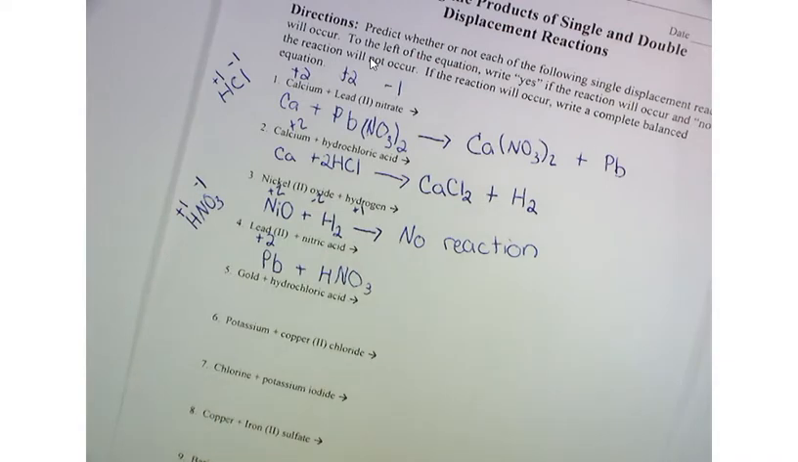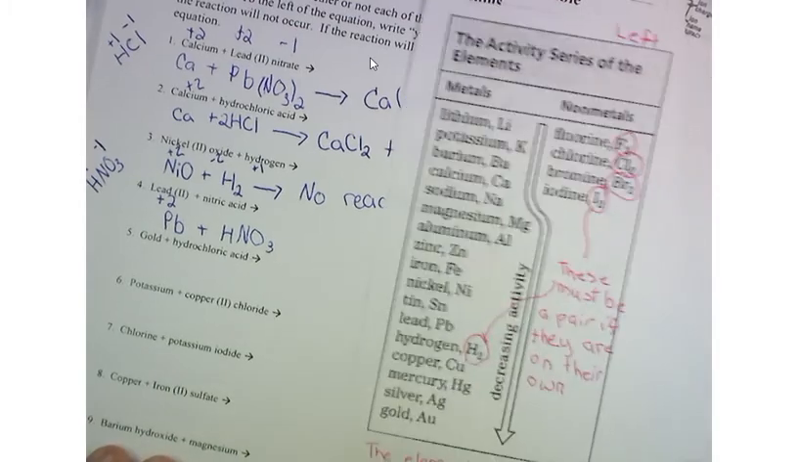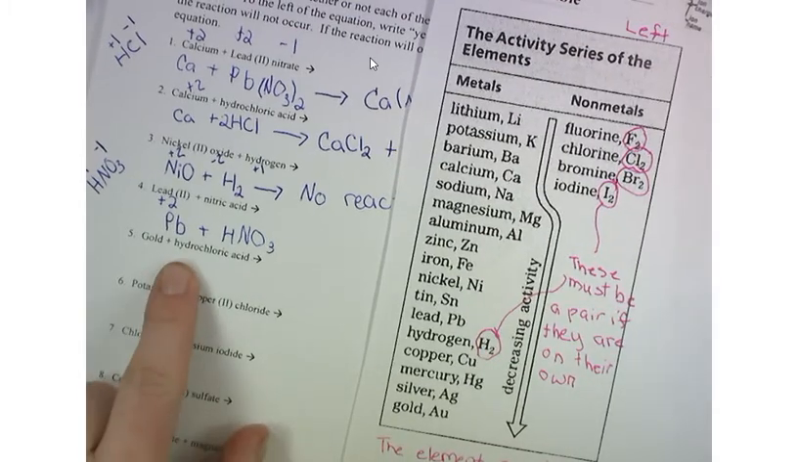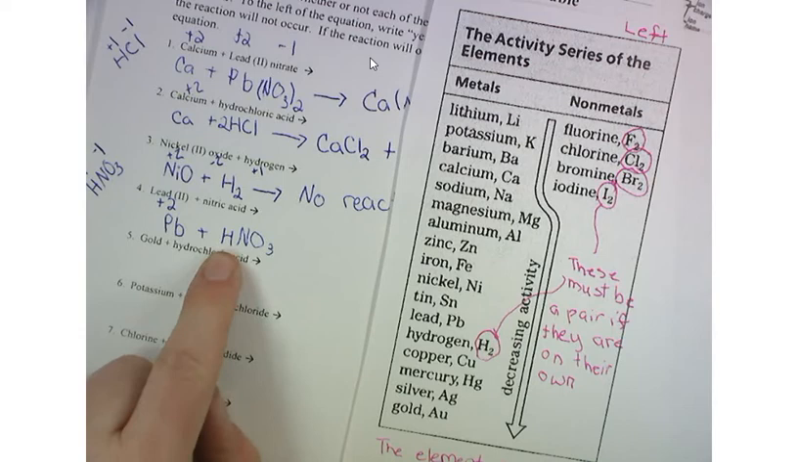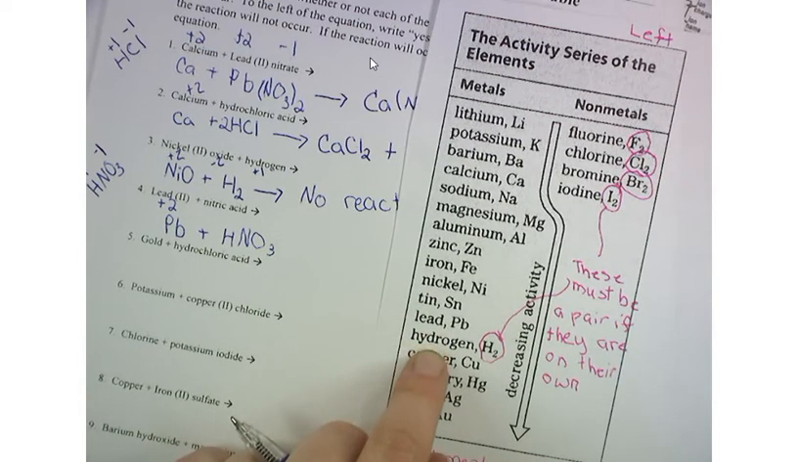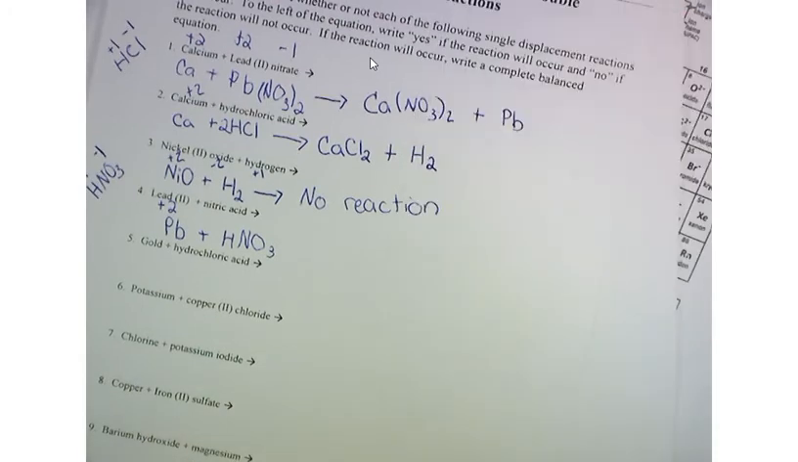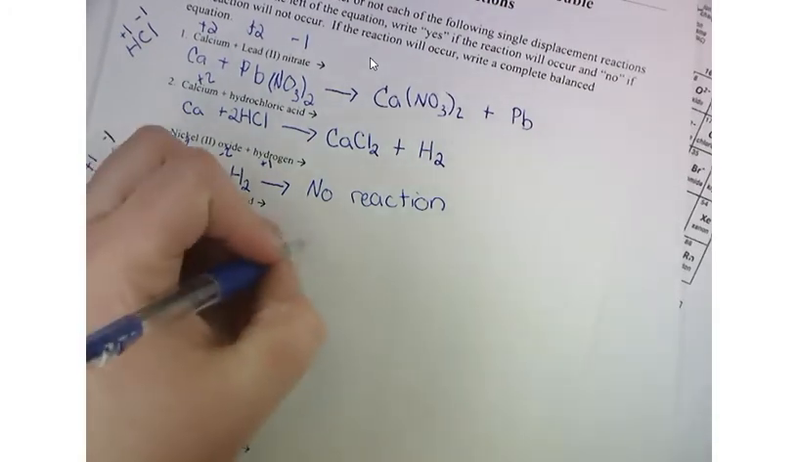Next step is to check our activity series. So lead is on its own. It needs to be higher up on the activity series than hydrogen. Here is our lead. It is, just slightly, but it is. Therefore, the reaction will take place. So my lead and my hydrogen will go ahead and switch.